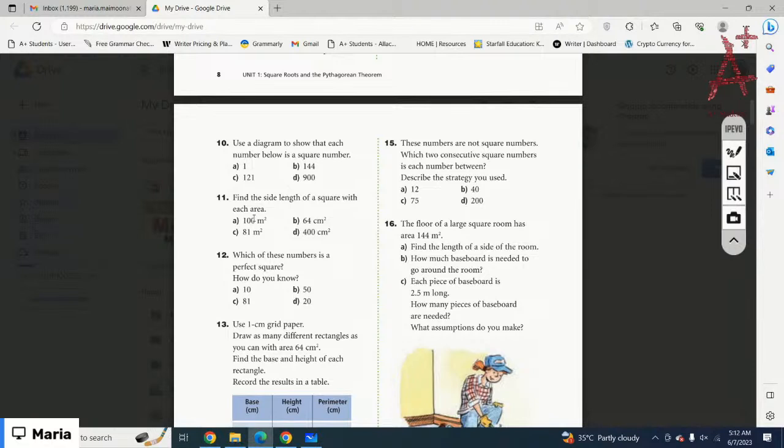Then you have 64. Which number is the square of 64? It would be 8 times 8. Got it? Okay, which of these numbers is a perfect square?